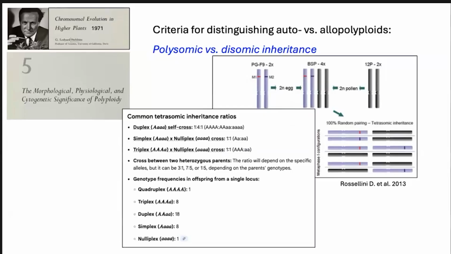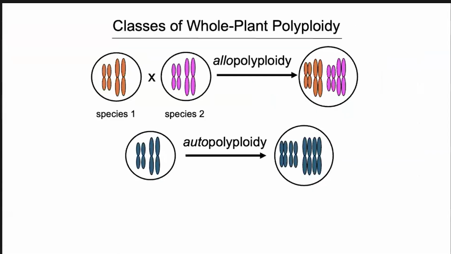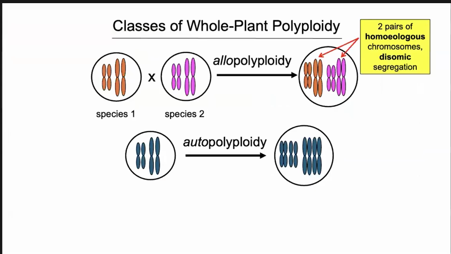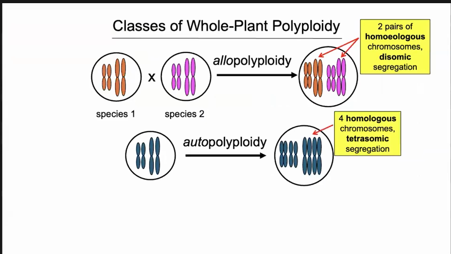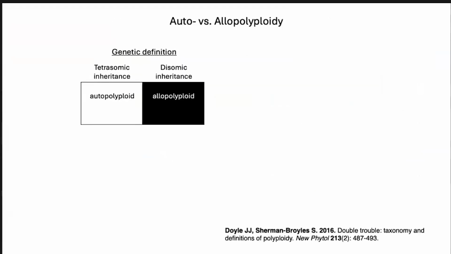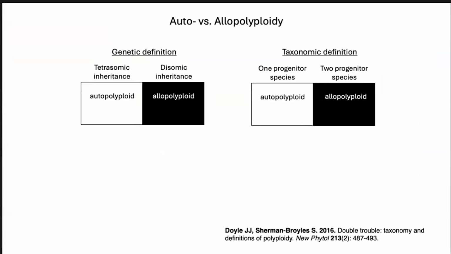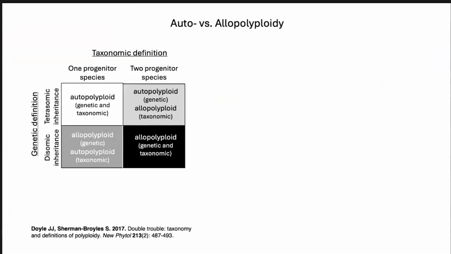So if you could look at that, you could therefore categorize polyploids by what they're doing now and figure out whether or not they are actually auto in that sense versus allo in a cytological sense. All right, so now we talk about this. An allopolyploid has two pairs of homologous chromosomes that preferentially associate with one another and leads to disomic segregation. And an autopolyploid has four homologous chromosomes that associate randomly and produce these tetrasomic segregation patterns. So Sue Sherman-Broyles and I looked at this. We said, okay, there's a genetic definition and a taxonomic definition. So you see here, what's the situation if you put all that together?